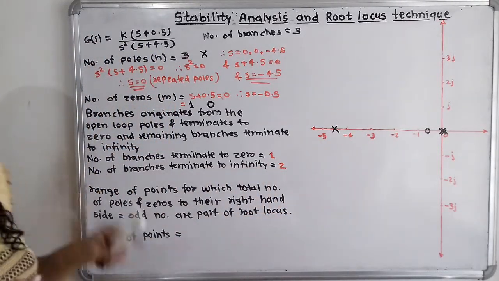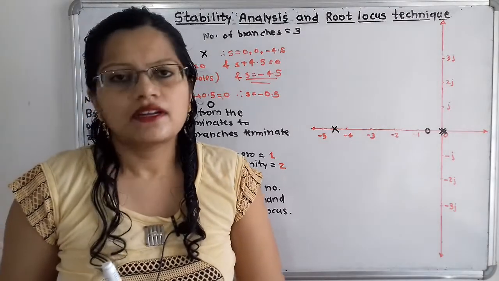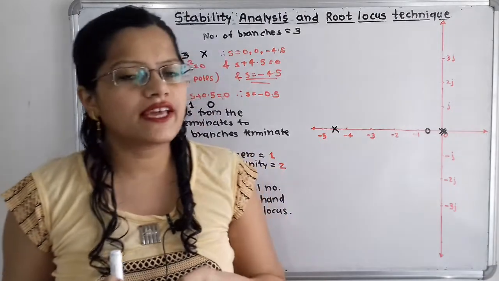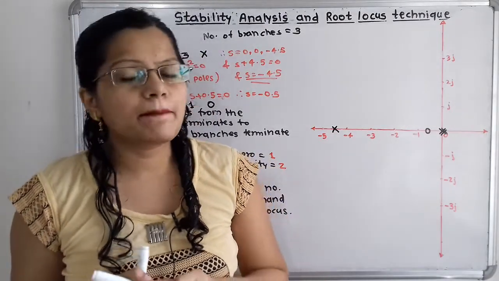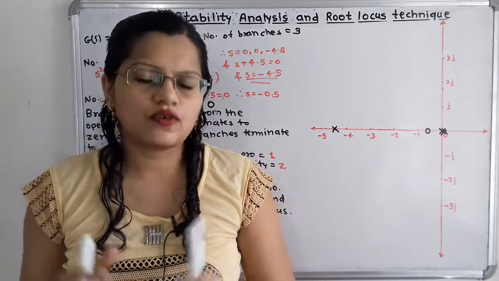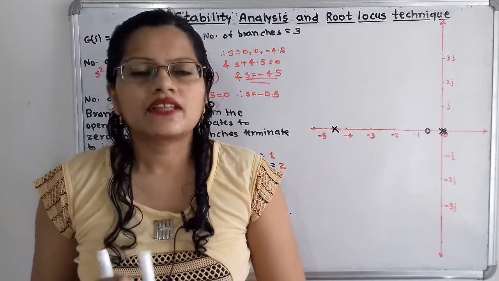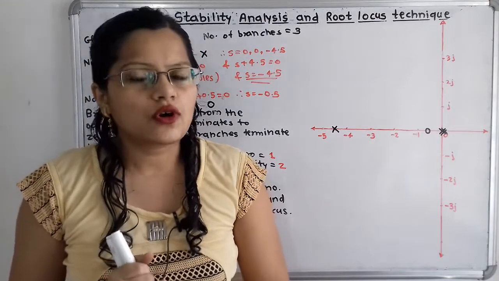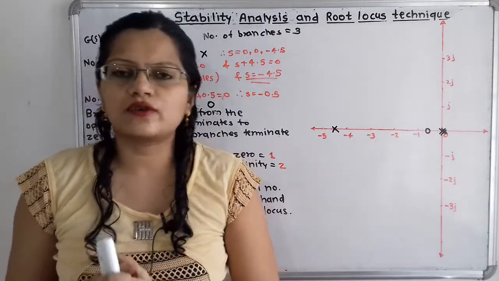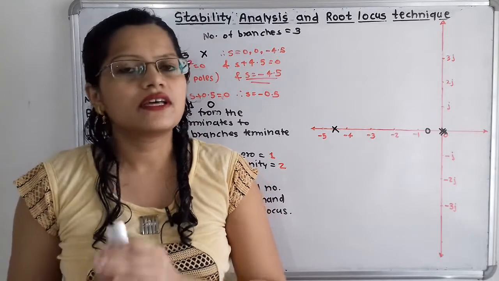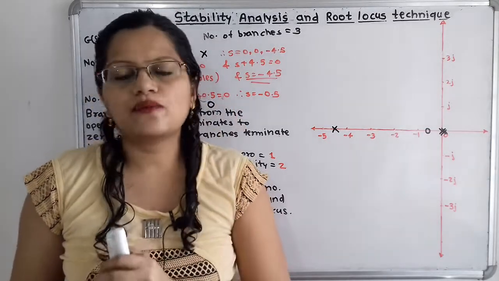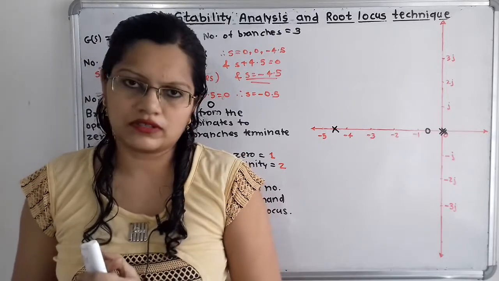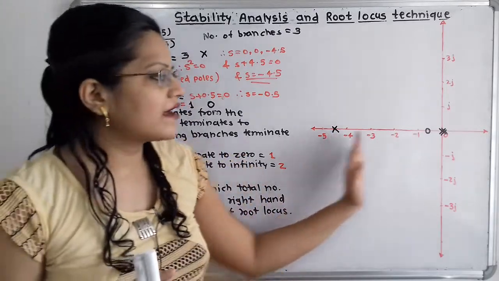Then we will move to the next step. Now in this step we have to decide how many points, or what range of points, are part of the root locus. So what is the rule for that? The range of points for which the total number of poles and zeros to their right-hand side is an odd number, that range of points is part of the root locus. Now we will use the trial and error method.